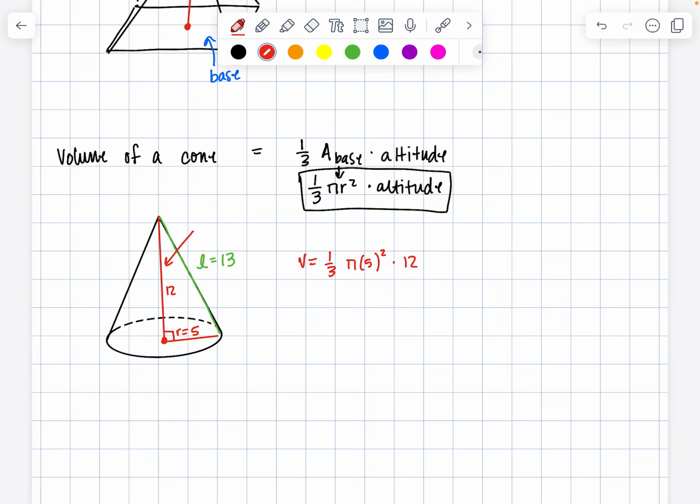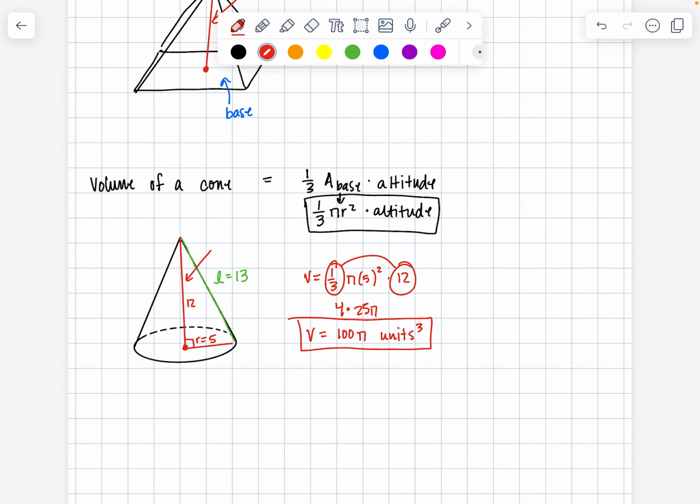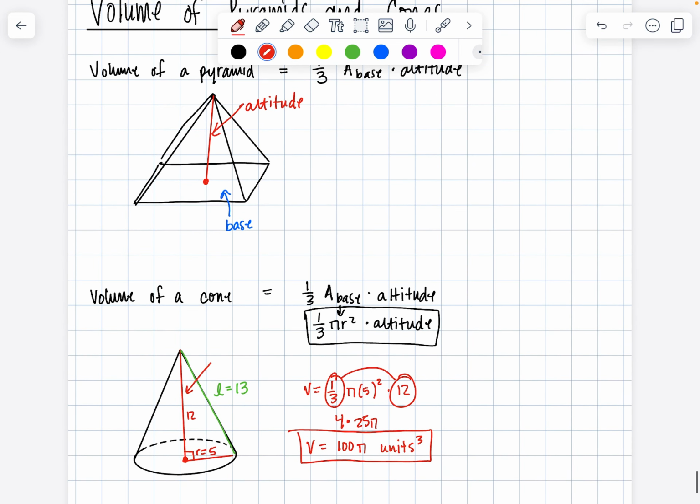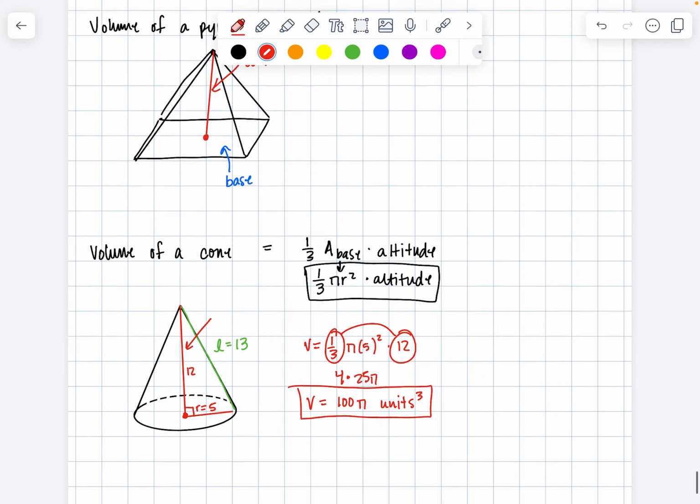Okay? 5 squared is 25, so this is 25 pi. 1/3 and 12 simplify to times 4. So 4 times 25 is 100. 100 times pi is our volume. There's no units here, so we can say units cubed. And here we have it. There's our volume of a cone. You do the same idea for volume of a pyramid. As long as you have the altitude and the area of the base, you are in good shape.